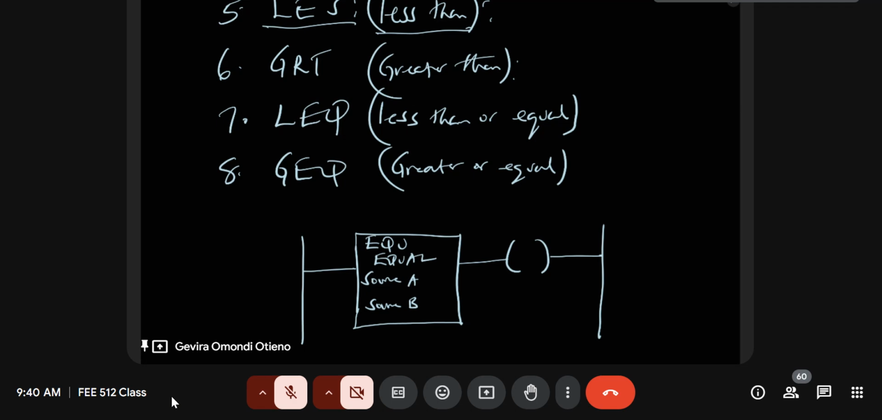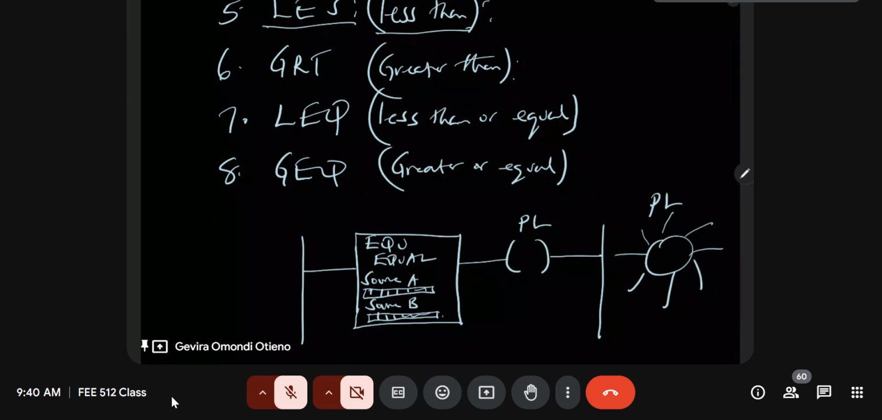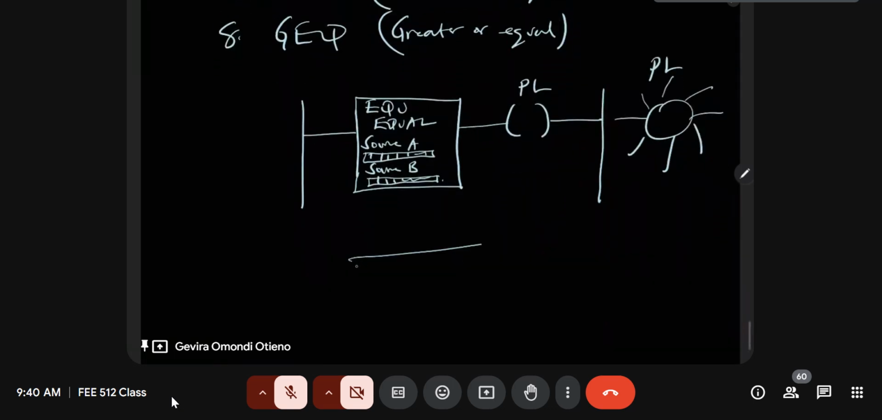If they are equal, what the PLC processor will do is, if the value stored in source A, and remember they are in terms of bits, is equal to the value stored in source B, then, let's say this was a pilot lamp, the output is activated. And so if you had a lamp out here, the lamp will light up. So this is your pilot lamp, for example. That's what we mean. And equal means this.